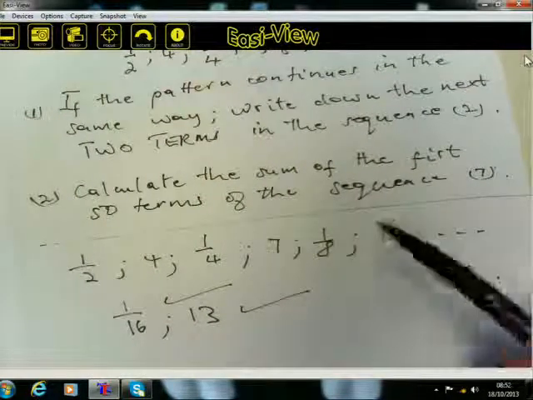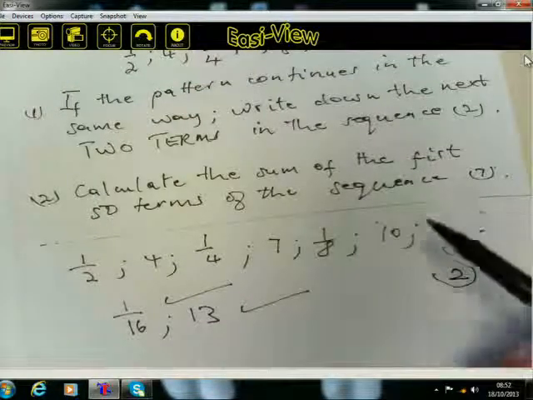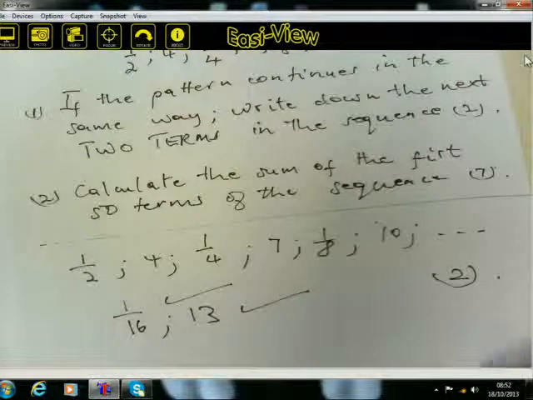Now, let's sort out number 2, where we are to calculate the sum of the first 50 terms of the sequence after break.